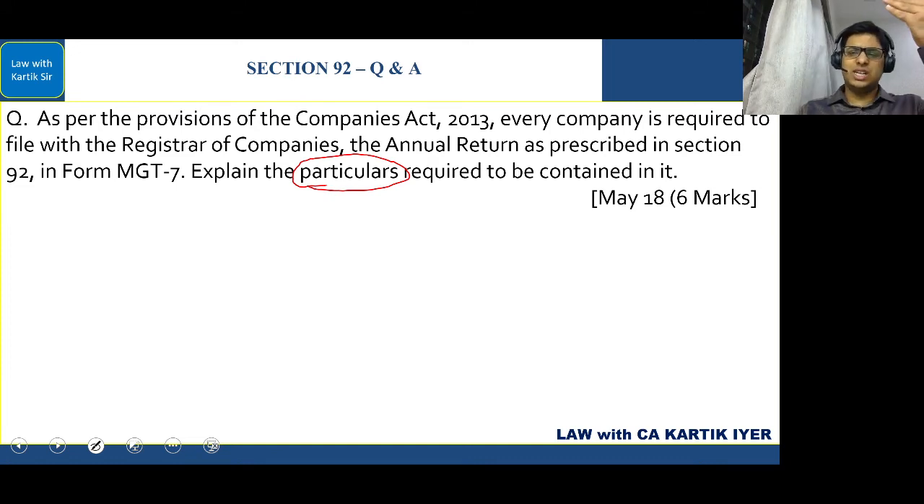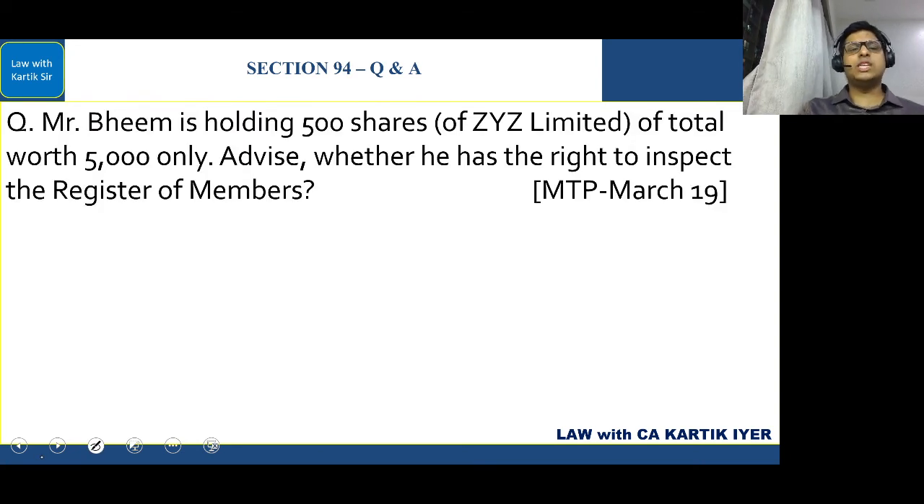The particulars have been just given. They have just been jotted down there. You have to just simply write these particulars, and it had come for 6 marks in May 2018 exam. So you can easily do this question. Next one. Mr. Beam is holding 500 shares of ZYZ Limited of total worth of 5,000 only. Advise whether he has a right to inspect the register of members. This also we had covered in that question of Tulip.